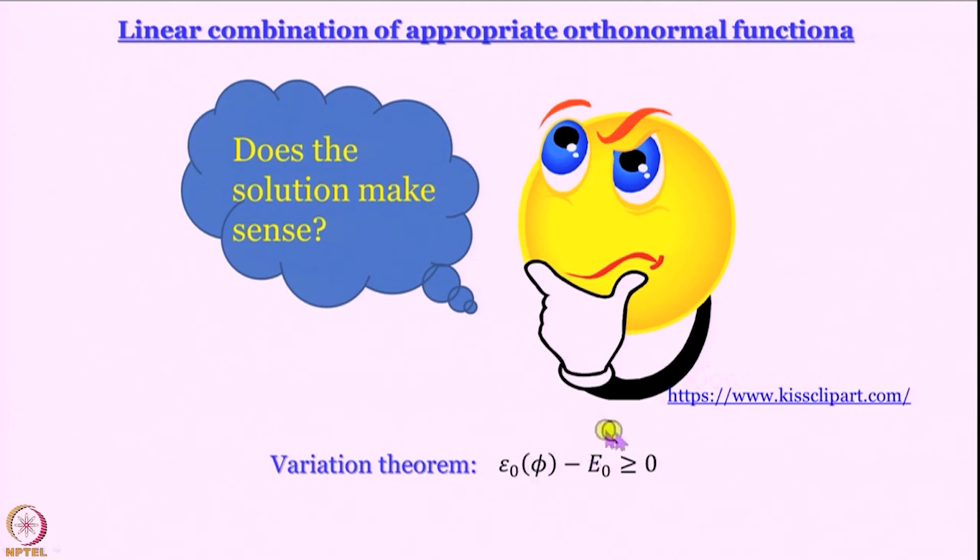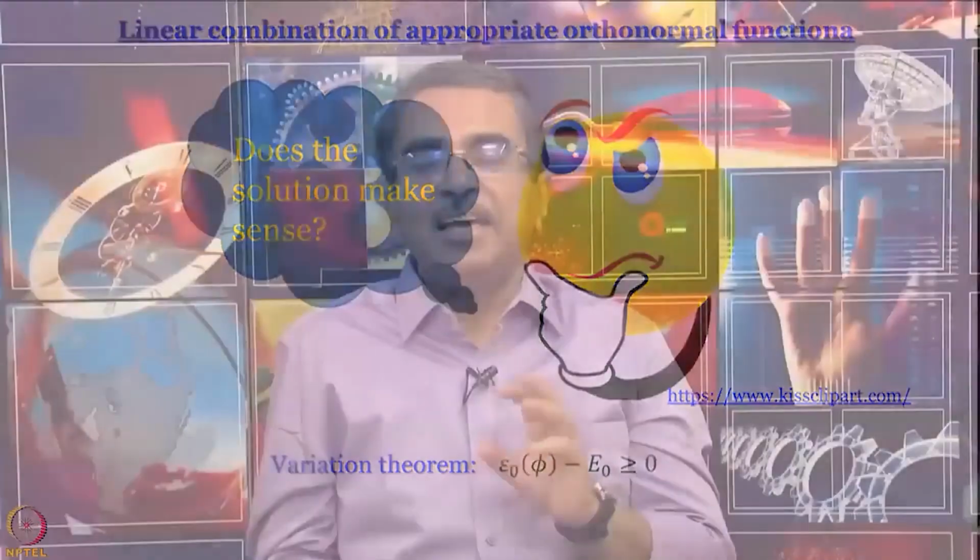Epsilon 0 phi minus the actual energy E0 is always going to be greater than or equal to 0. In other words, you always get an upper bound to the actual energy if you use some function that you have cooked up. So, whatever function I get, I will never do better than the best. The energy I calculate will only approach the actual energy from the higher energy side. It will never cross it and become lower.